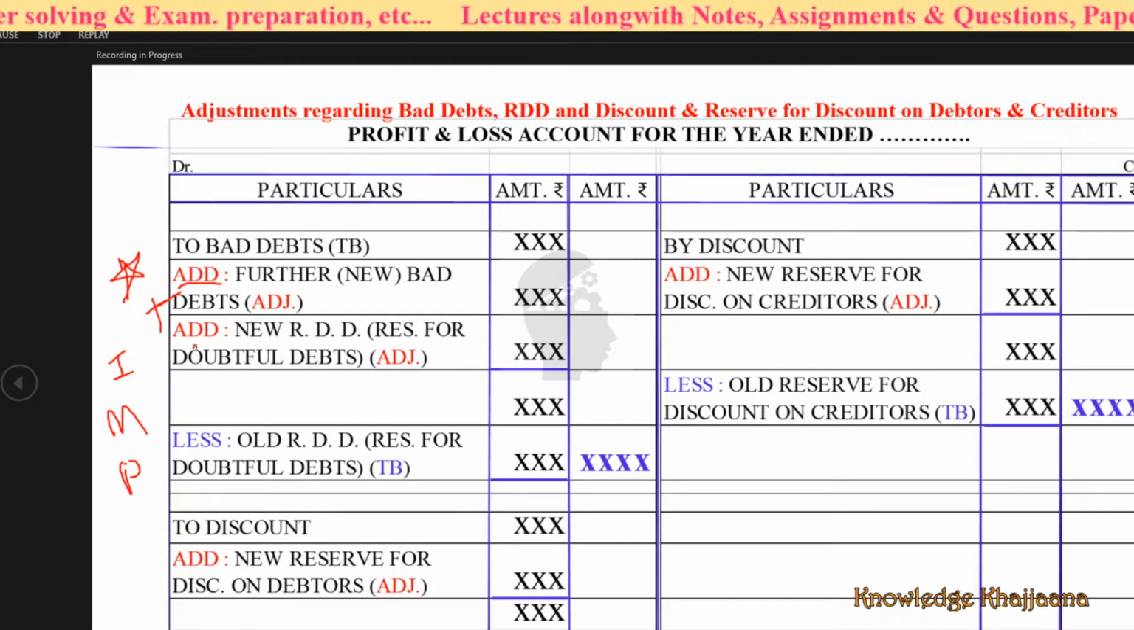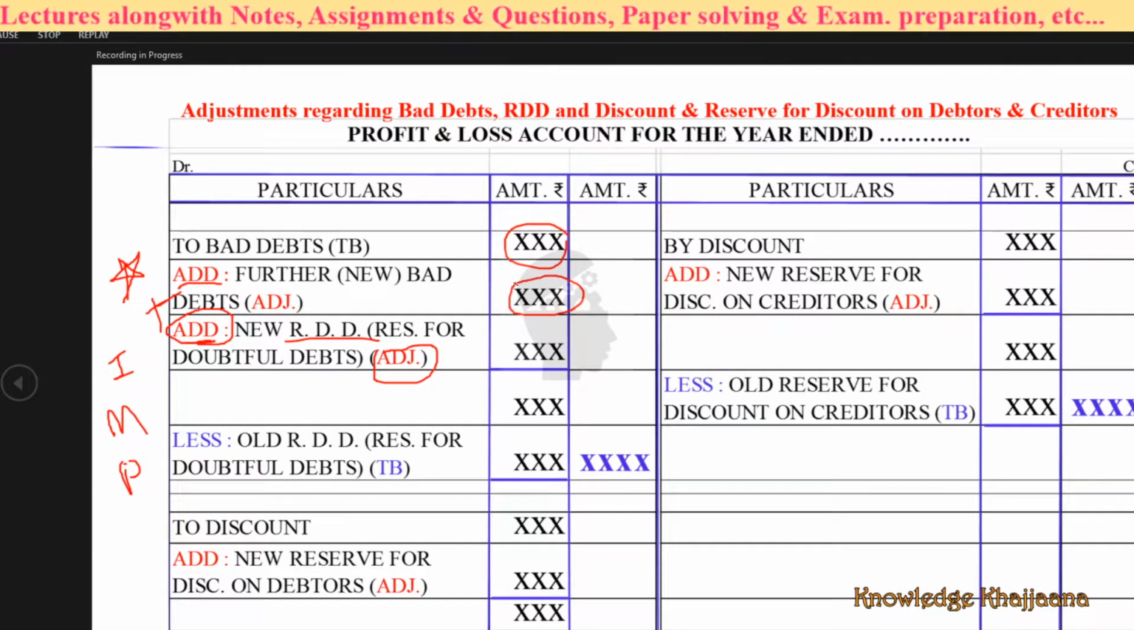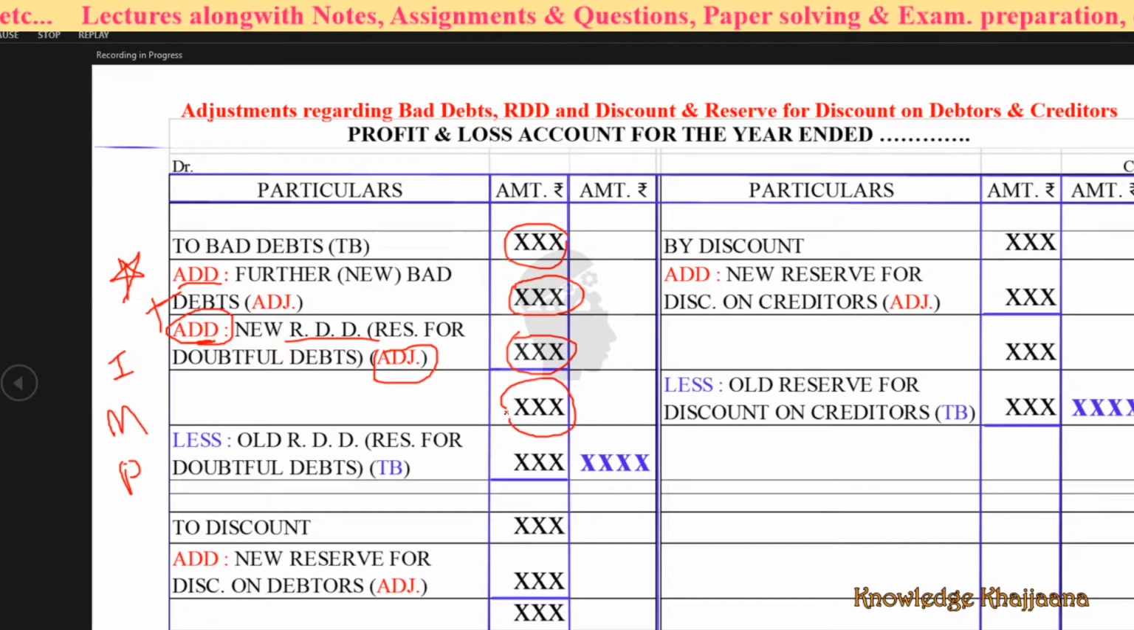And what is again added? New RDD, that is reserve for doubtful debts, which is also given in the adjustment, is also added. For that I have given a different color. Whatever is given in the adjustment is added to the bad debts. We have to write the bad debts over here, add the further bad debts amount, add the new reserve for doubtful debts amount, and this is the amount we will get.